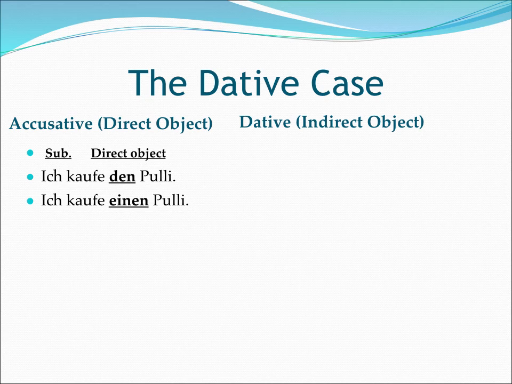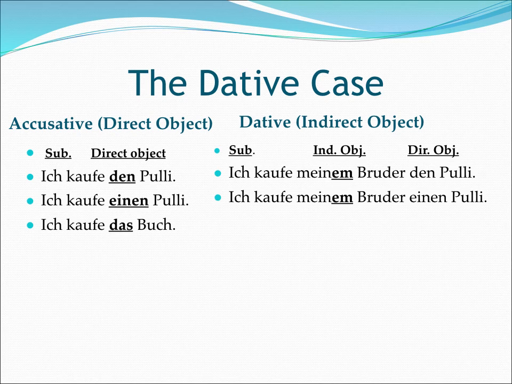Okay, so some example sentences to work you through this. Ich kaufe den Pulli. Ich kaufe einen Pulli. Here we simply have your subject, the nominative, ich, and den Pulli, einen Pulli as your direct object, the accusative. Ich kaufe das Buch.